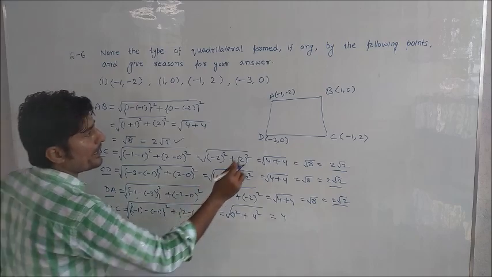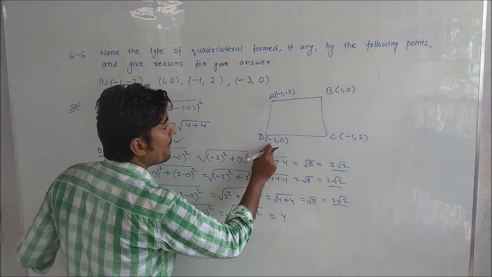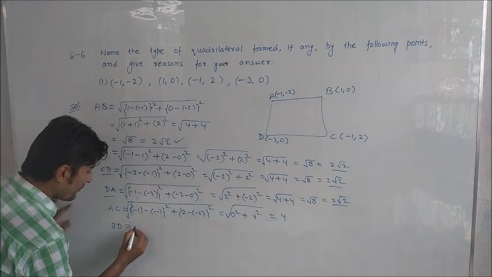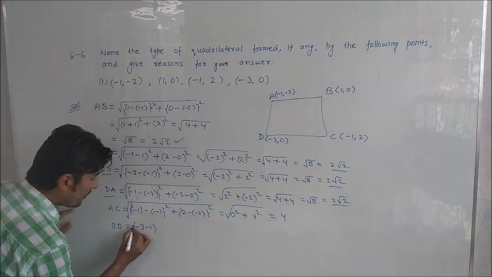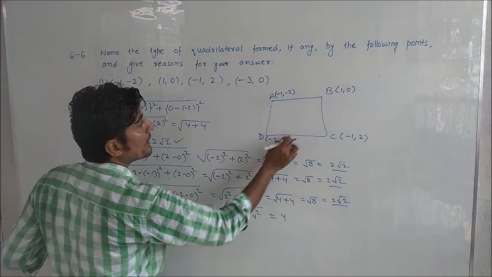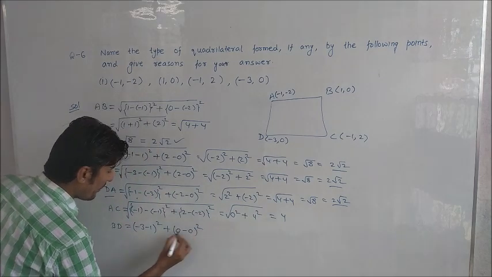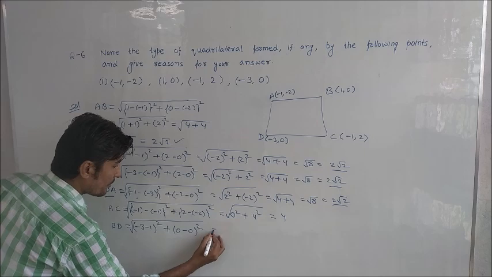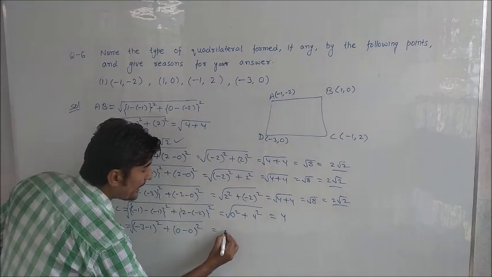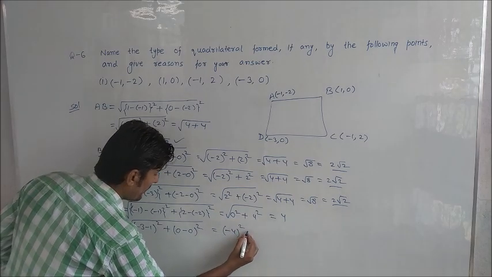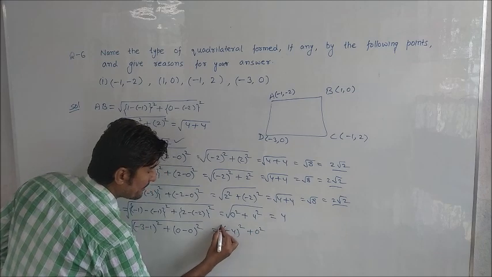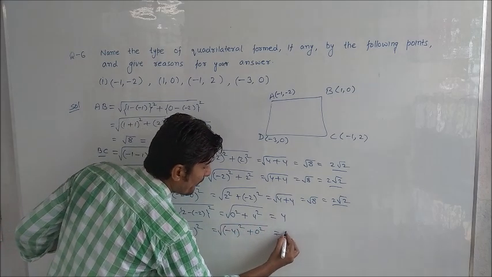To find the measurement of BD, again we can use the same formula, square root of (x2 minus x1) square plus (y2 minus y1) square: (minus 3 minus 1) whole square plus (0 minus 0) whole square. So here we can write (minus 3 minus 1 equals minus 4) whole square plus 0 whole square. This can be written as 4.